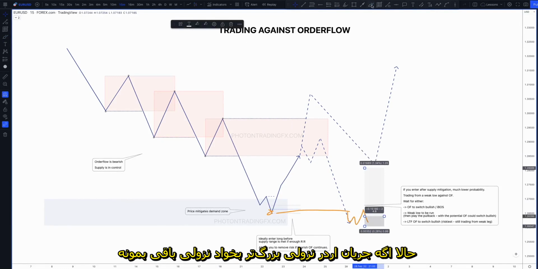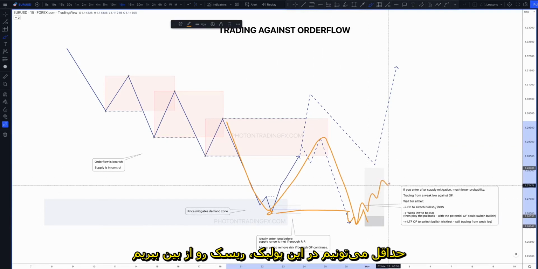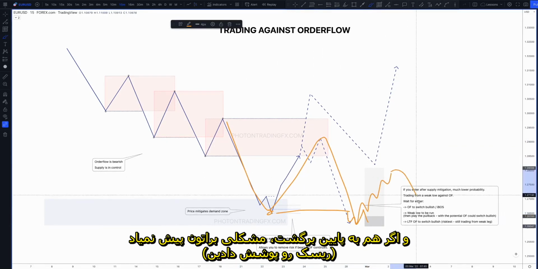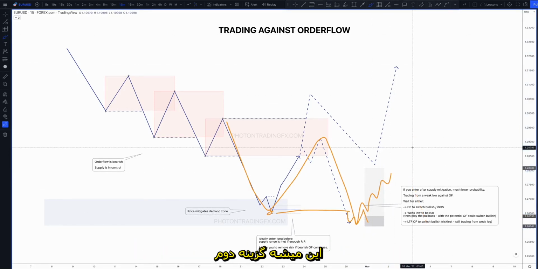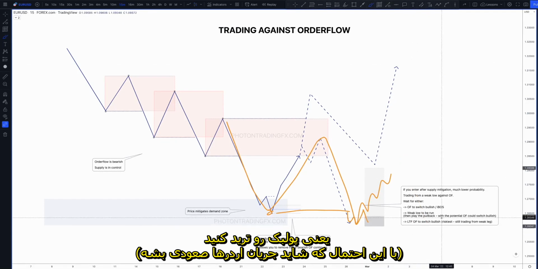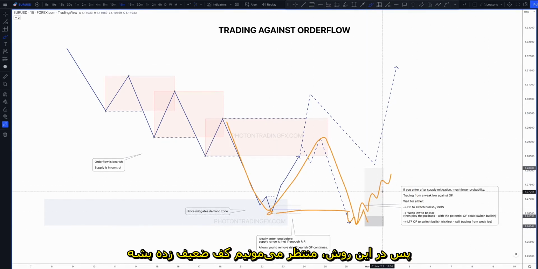And then at least, like I said, if the larger bearish order flow stays bearish, you're basically playing that pullback, you can remove your risk, and then if it comes back down, you're fine, you've covered yourself. But it could turn into that movement, because that's the movement we're looking for. Right, so that's your second option. So that's what I mean, play the pullback with the potential that order flow could switch bullish. That's when you've let that weak low go.